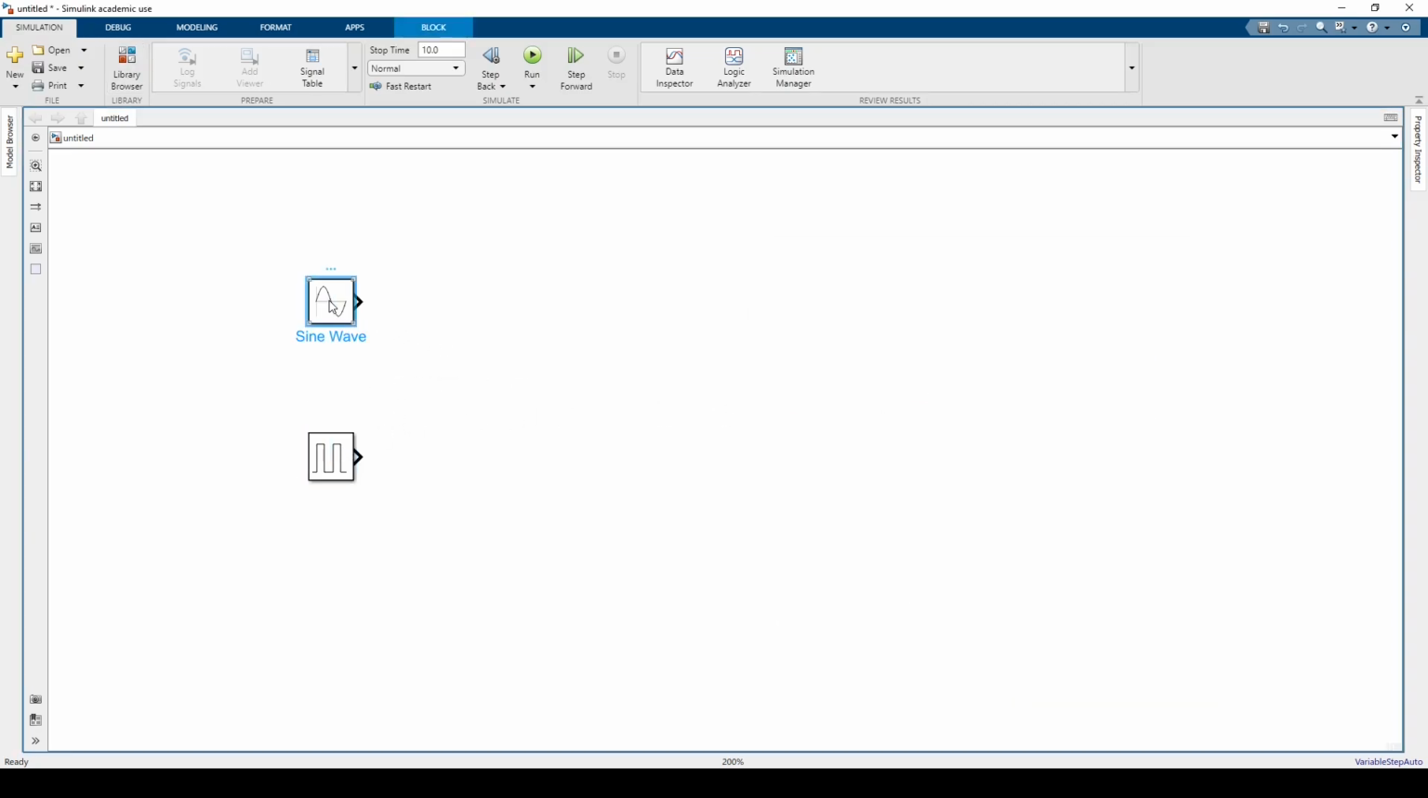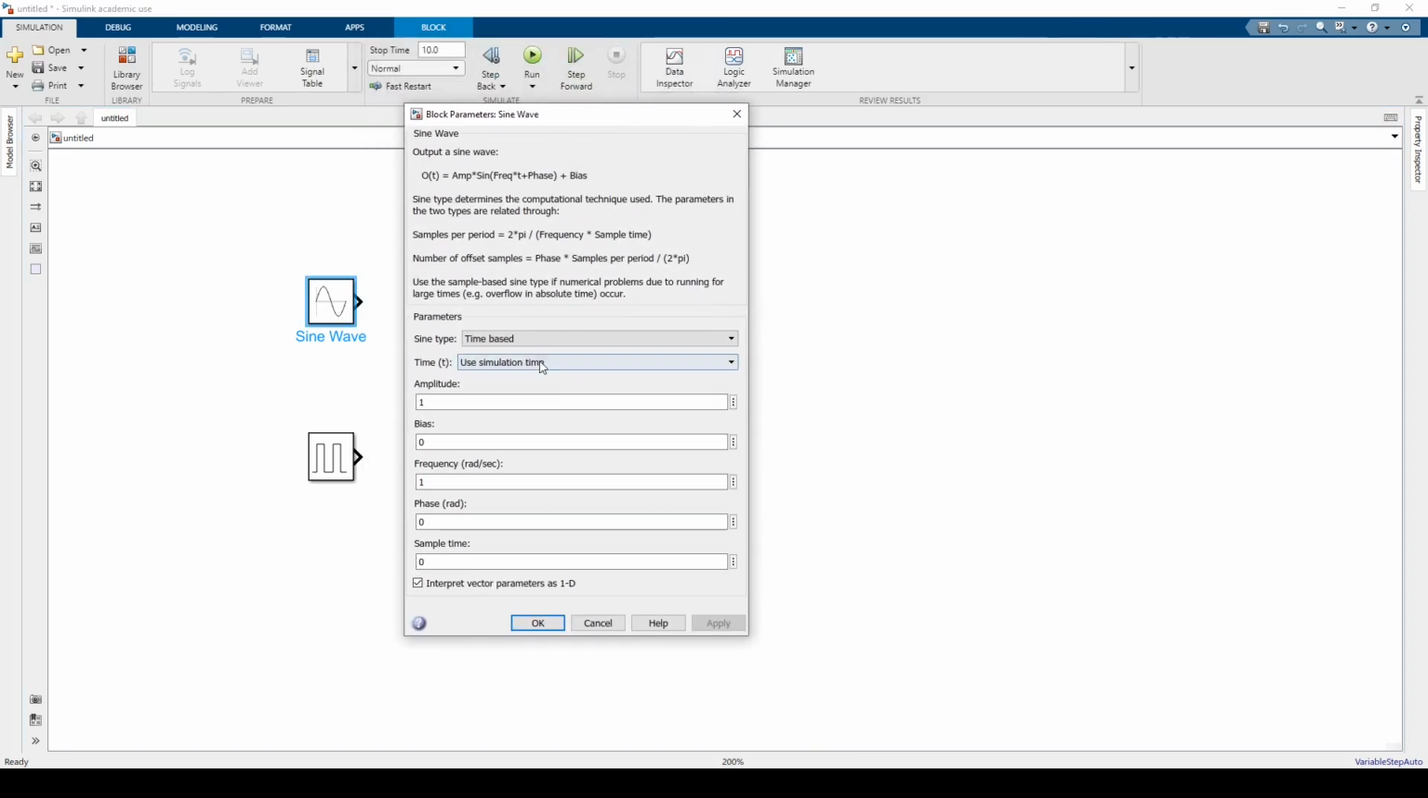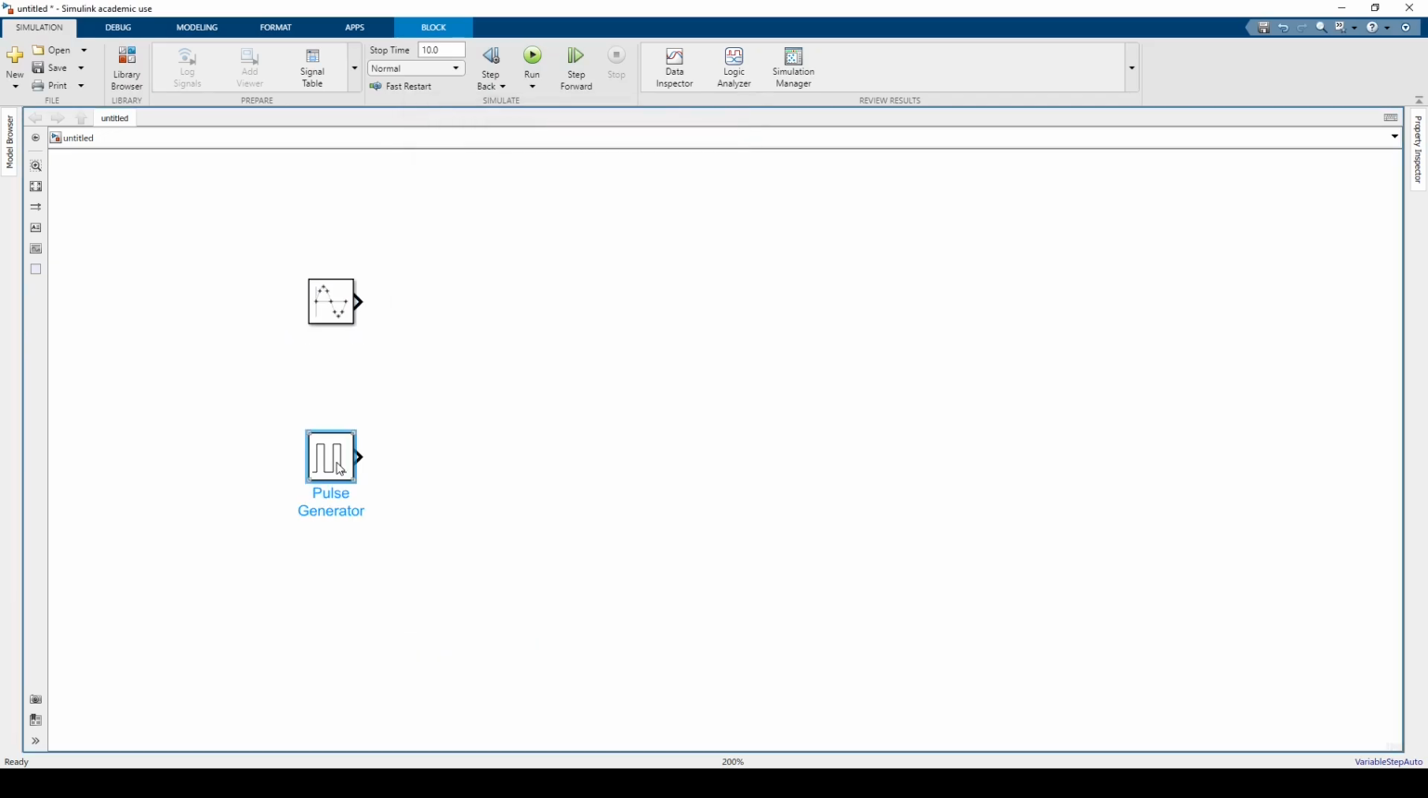For the sine wave, left click 2 times, and then we're going to change this to sample based. We're going to have the amplitude as 1 by 0. We're going to use 1000 samples per period, 0 offset samples, and we'll set the sample time to 0.001 second, or 1 millisecond.